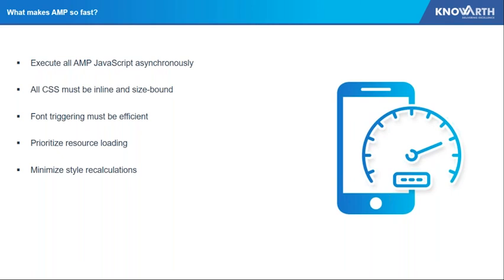Then it prioritizes resource loading. Page resources can be images, ads, embeds, etc. So AMP controls all the resource downloads and prioritizes the resource loading. First it loads only what is required, and it prefetches the lazy loaded resources.